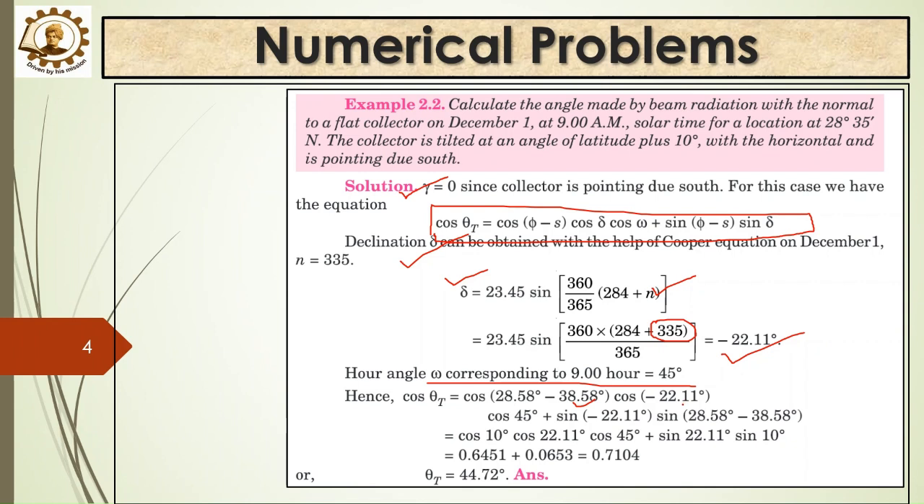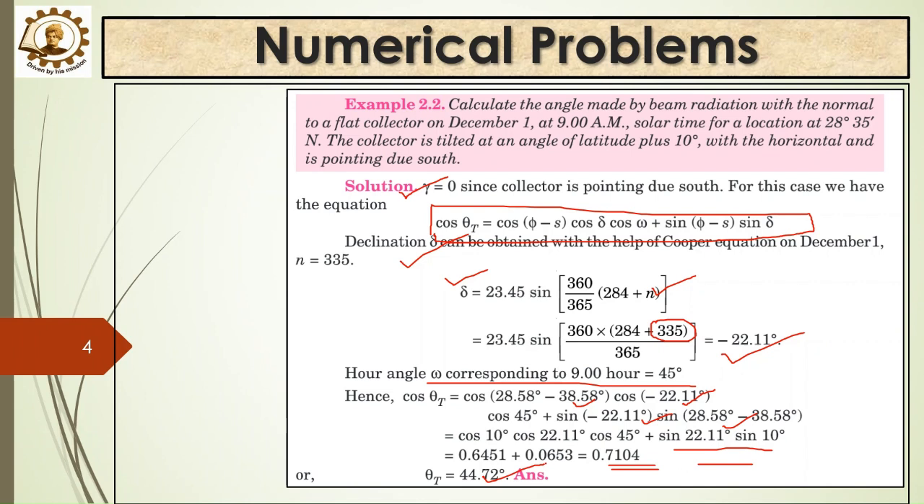And then in the declination, we put minus 22.11 as we have calculated here, and for omega we put 45 degree, and again in the sine we put all these values. If all these values are put together, then what we get is cos theta t is 0.7104, which means theta t will be 44.72. So this theta is nothing but the angle made by the beam radiation with the normal to a flat plate collector.